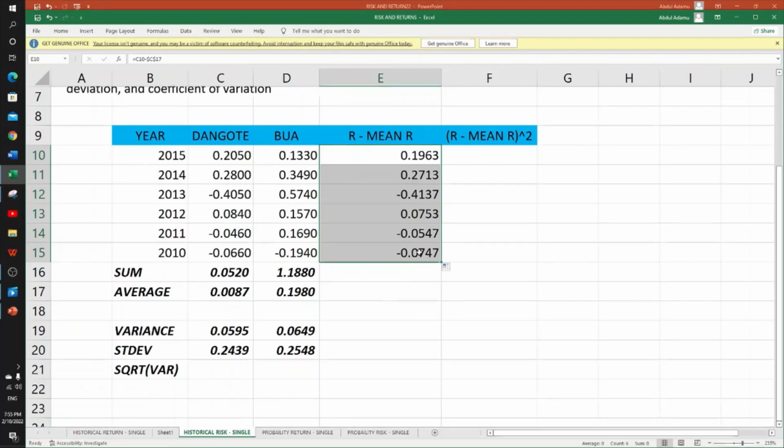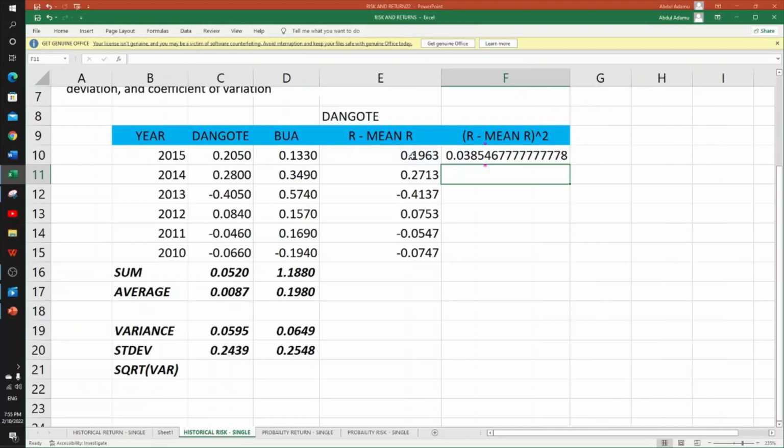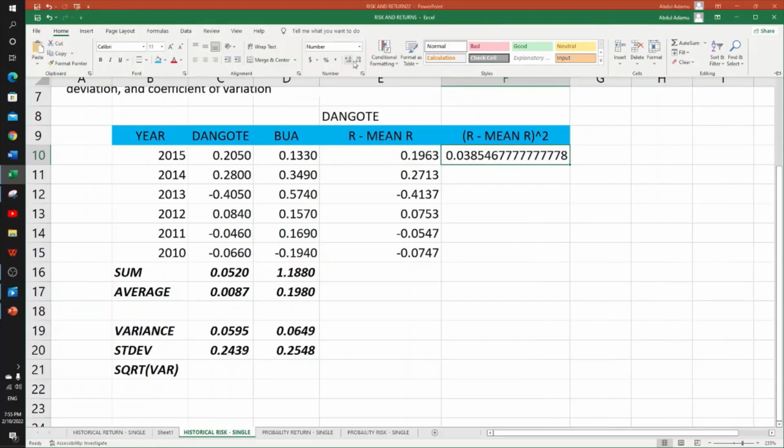If we copy it down here, that is the value, and that is the value. This is for Dangote. Then the square of this, because I did absolute referencing by locking the mean. So at all points, you take this and subtract this, and now we square it. This is equals to this one raised to power caret 2. So that is the square. Let's reduce the decimal places. Let's reduce it to 4.